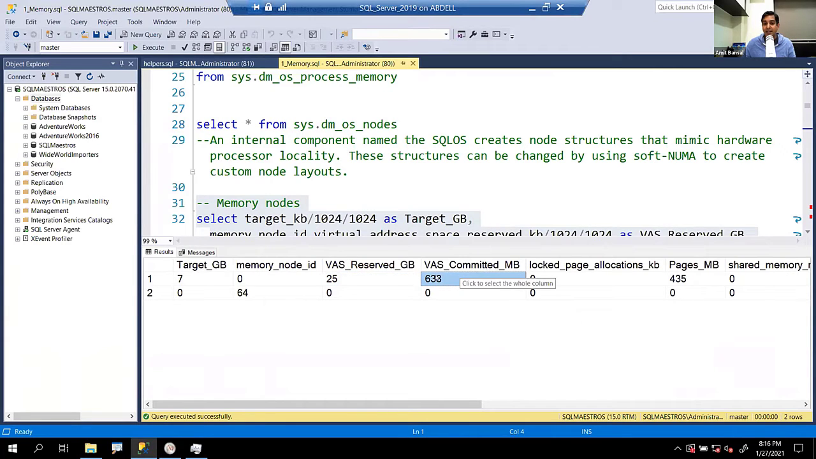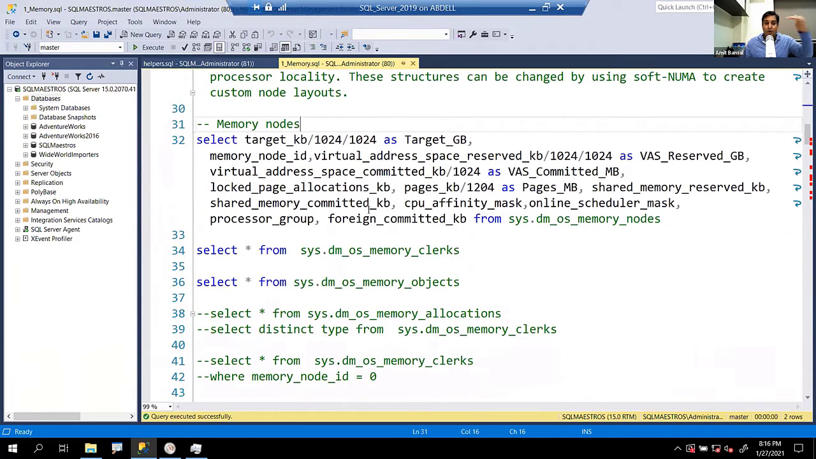Now VAS committed is similar to what you see in the total SQL Server memory consumption. So committed can never go below the actual consumption, and committed sometimes is slightly higher. Reserved is about 25 GB. Where that number comes from, let's discuss that some other time. So we talked about memory nodes.